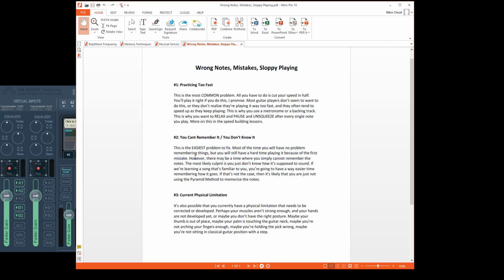So if you don't know how it's supposed to sound, you've got to listen to it. But if you know how it's supposed to sound and you still can't get it, it's very likely that you're not using the pyramid method. That'll help you to remember it.